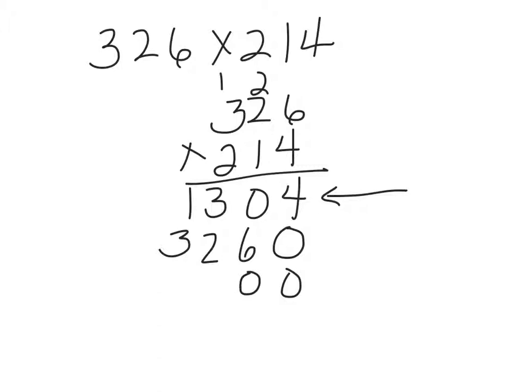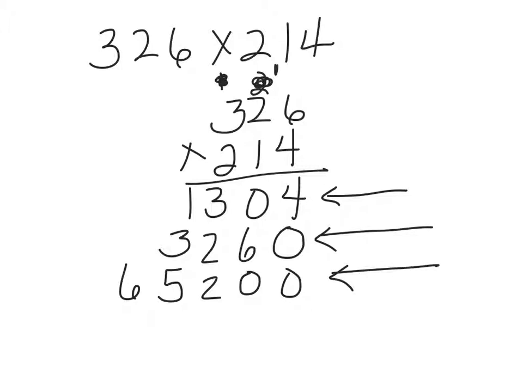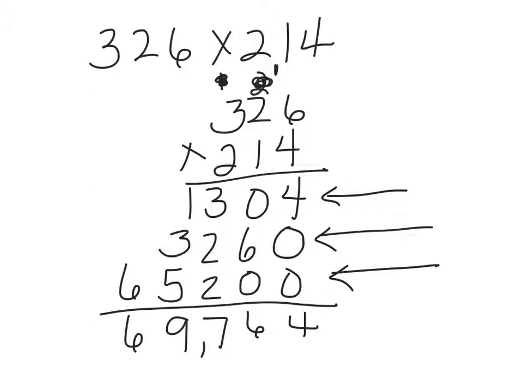2 times 6 is 12. I'm going to write my 2, carry my 1. 2 times 2 is 4, and 1 more is 5. And 2 times 3 is 6. Each line you'll see is the same as my area model. Now if I add, I get the same answer that I had before.